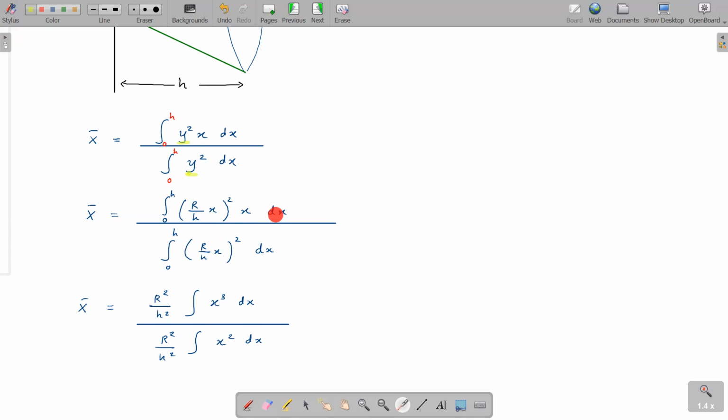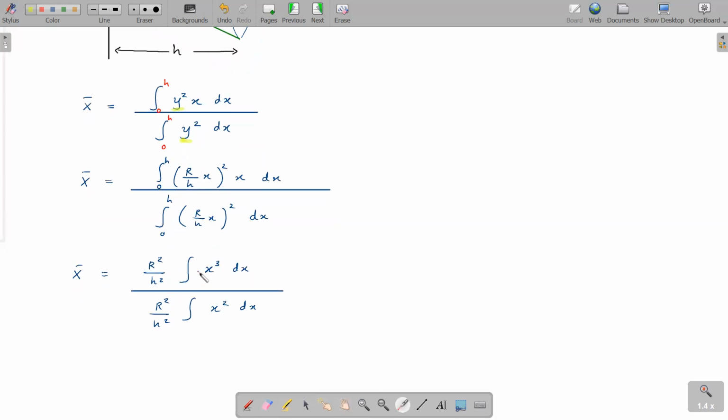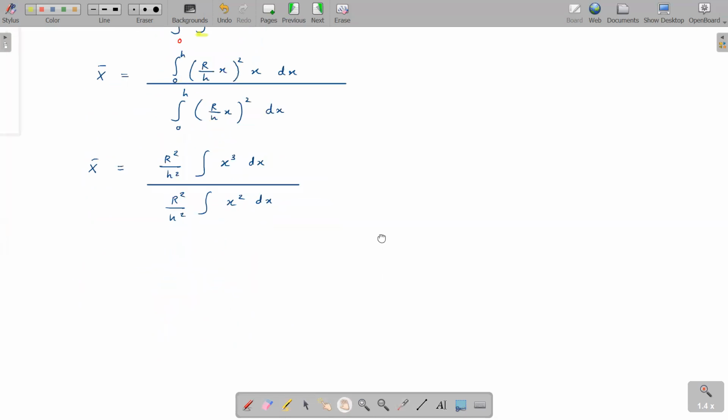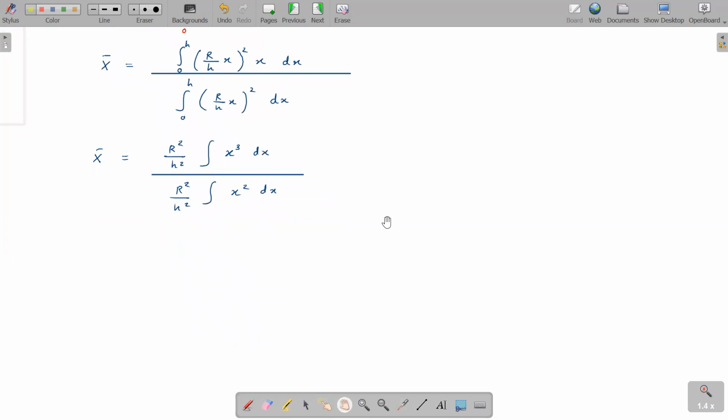Only the integration happens with respect to x. Therefore, x is the variable here. The other letters are treated as constant. That's how integration works, right, guys? So then you take these guys out and you are remaining with integration of x cube. I hope you guys can see how I got x cube, right? Because it's x square multiplied with the x to give x cube. And over here in the denominator, I have integration of x square, right, guys? So let's finish it off. The r square over h square cancels out.